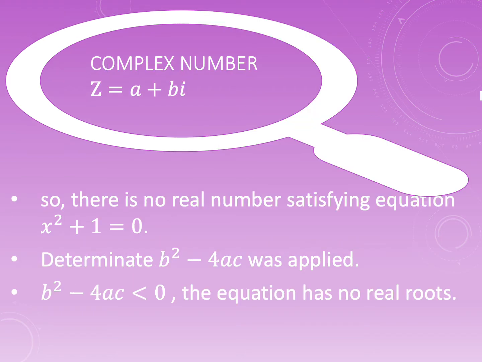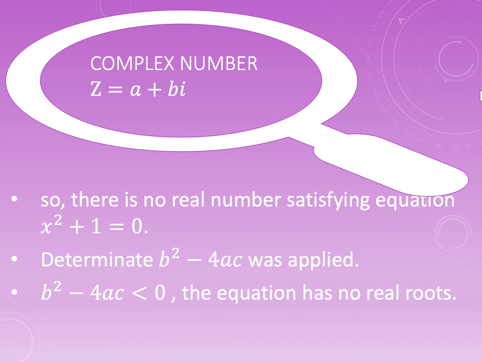Let's say we have the simple quadratic equation x squared plus 1 equal to 0. To determine whether the equation has real roots or not, the discriminant b squared minus 4ac is applied. For this simple equation, b squared minus 4ac is less than 0. So the equation has no real roots.